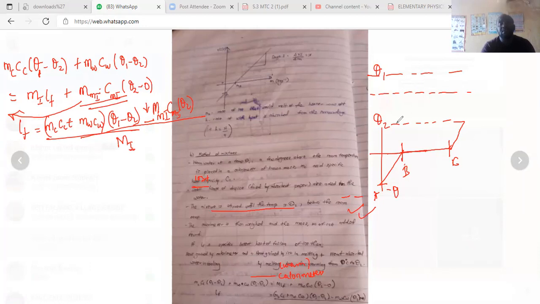So it means after all the ice has become water, we continue stirring, and the melted ice plus the water in the calorimeter, they all at the end of the day attain one uniform temperature, which is theta 2. That is why we have also included the heat required to change the temperature of melted ice to temperature theta 2.